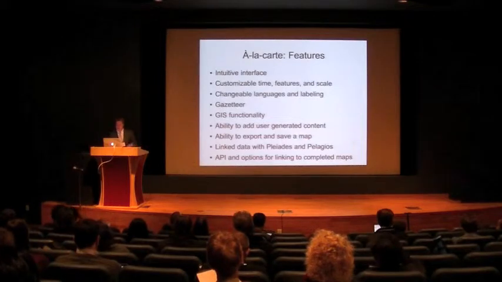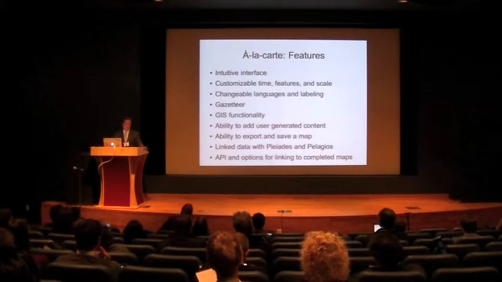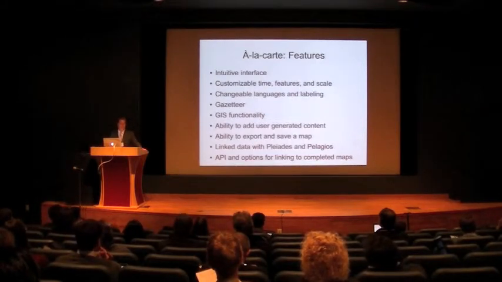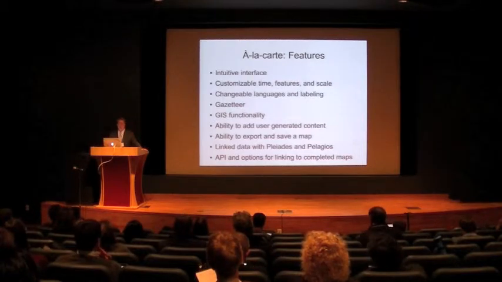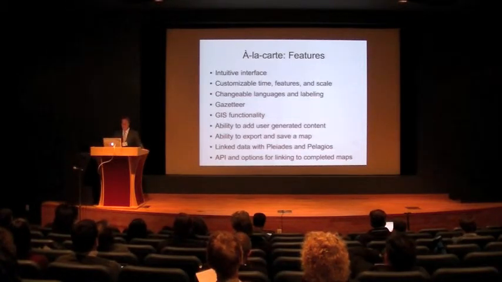So what do we do here? Well, we think we've made an intuitive interface. It's OpenLayers, it's GeoX, and this is pretty common. We've made it so it's customizable in time, features, and scale. You can make a map from the archaic to late antique. In fact, we even have modern layers too, so you can see the changes in geography, plot things, which are pretty interesting. We have changeable languages and labeling.